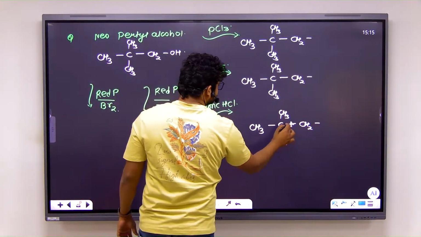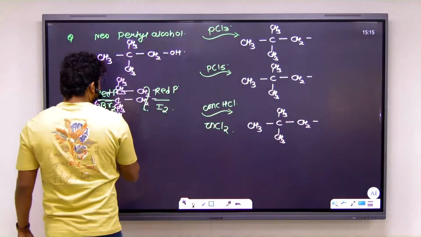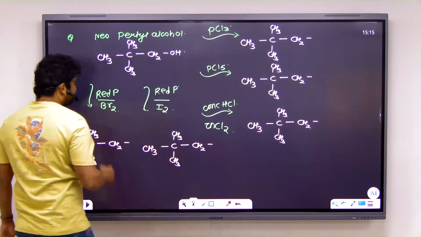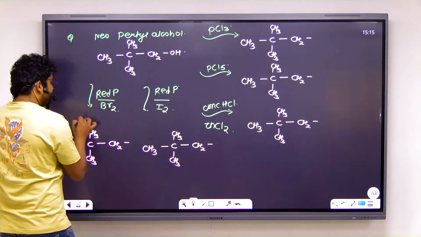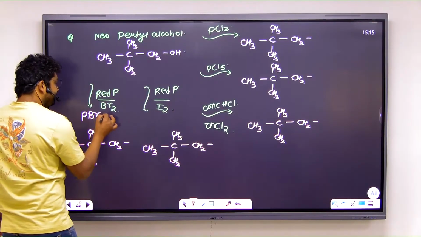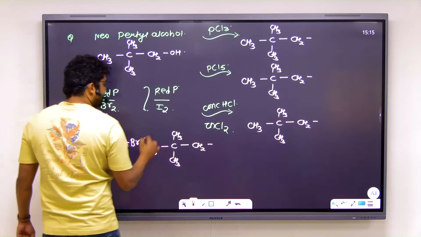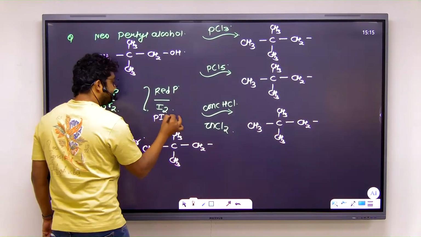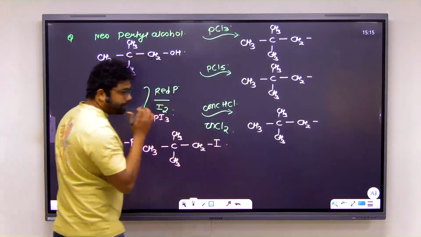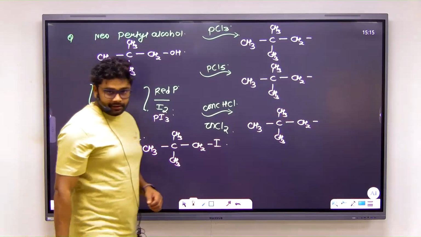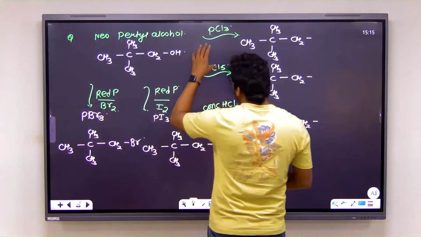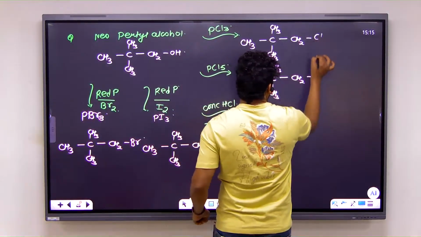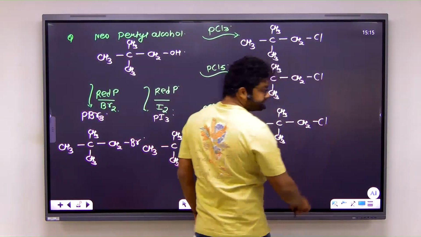And the Lucas test also has the same product, but here you will have a different one. For red phosphorus and Br2, you assume this is PBr3. There is a bromide. You assume for red phosphorus and I2, it's PI3. There is a formation of iodide. Okay. If you have PCl3 there, then you can write a chloride. Here is also chloride. Here is also chloride.